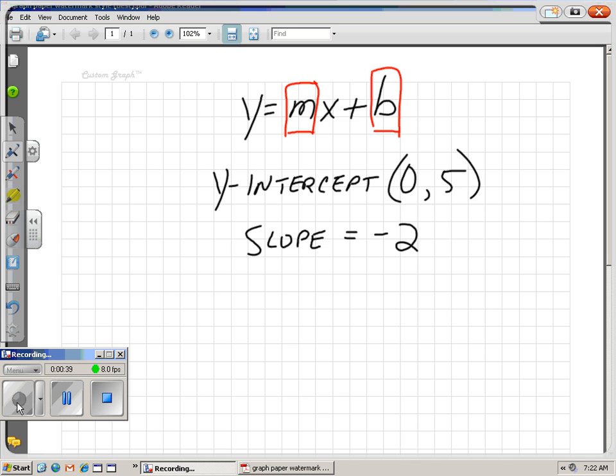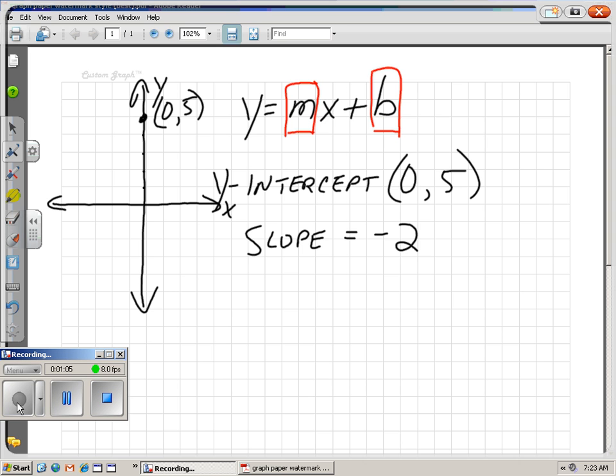Okay, on this example here, what if I give you the y-intercept 0, 5 and the slope -2? Well, if I wanted to just get a visual, you don't have to graph it. I'm just giving you a visual here. All right, this line would cross the y at the number 5. 1, 2, 3, 4, 5. That's the point 0, 5. So there's my y-intercept. And the slope is negative. That means it's going to go downhill.